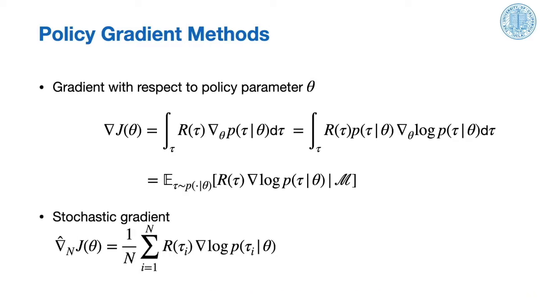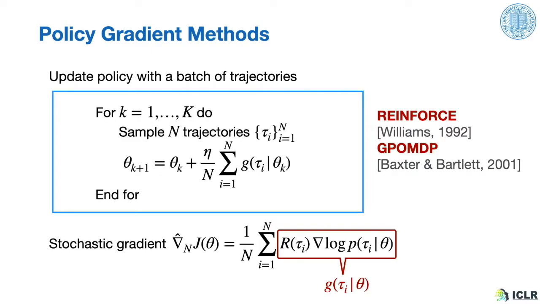Since the performance function J is defined as the expected total reward, the gradient of the performance function is also an expectation over the data distribution derived from the policy and the MDP. To approximate this gradient, we usually sample n trajectories from the current policy and use the stochastic gradient to update the policy parameter. In traditional policy gradient methods, such as REINFORCE and GPOMDP, the stochastic gradient of the performance function is usually a Monte Carlo rollout from the current policy.